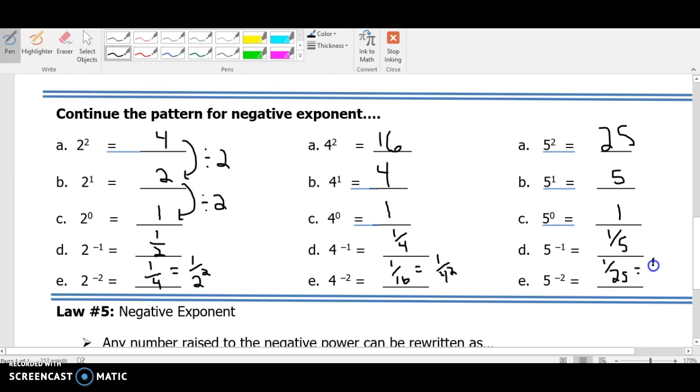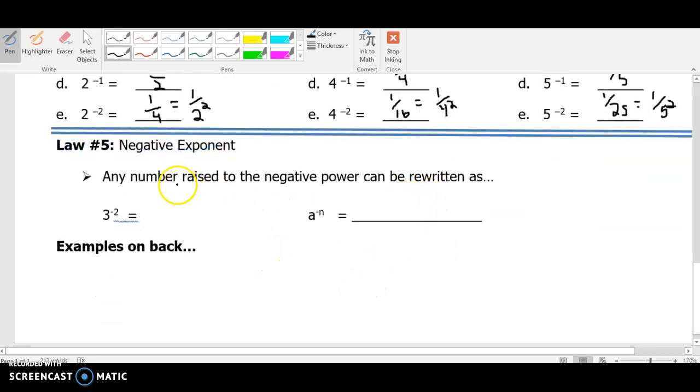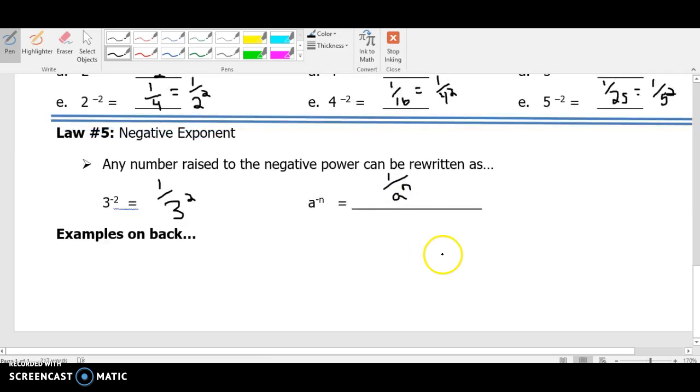All right, so I can see that pattern and why my negative exponents go to the denominator just by following this pattern. So any number raised to a negative power can be rewritten as 1 over 3 to the second, or if I want to write it generically, 1 over a to the nth. I move it to the denominator. Okay, move it to the denominator.